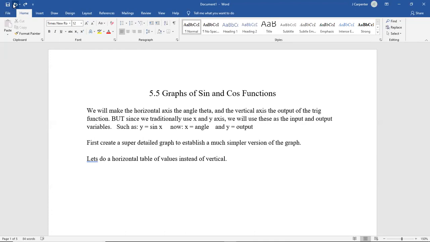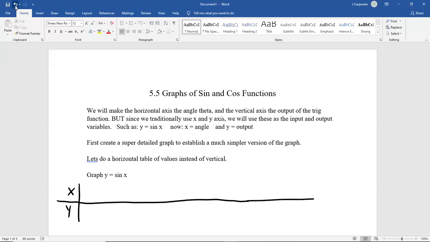So, x. And first, before I even write that, graph y equals sine of x. So we're having x and y. Again, x is the angle, y is the output of the trig function. Probably going to need this whole thing. And I will do this in degrees. You could do it in radians as well.